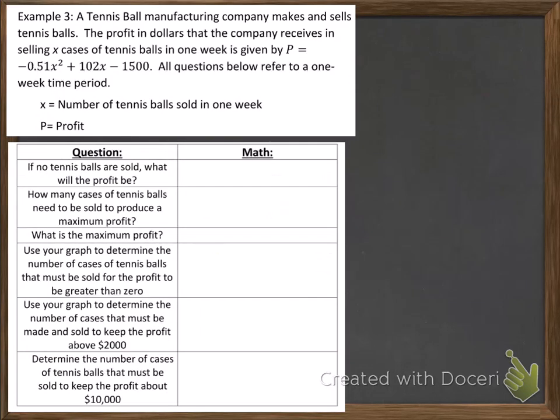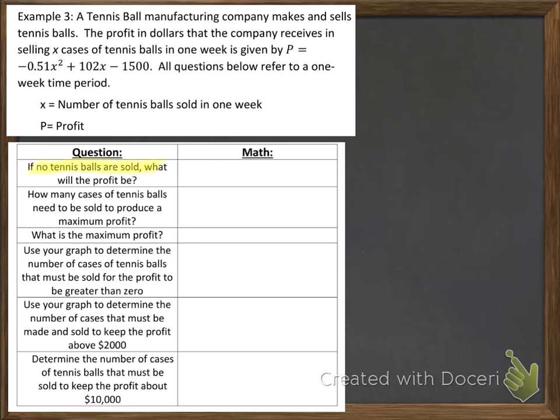Let's do one more example. This one is about a tennis ball manufacturing company. They make and sell tennis balls, and their profit in dollars that they receive in selling X cases of tennis balls in 1 week is given by this equation. Again, X represents the number of tennis balls they sell in a week, and P is their total profit.